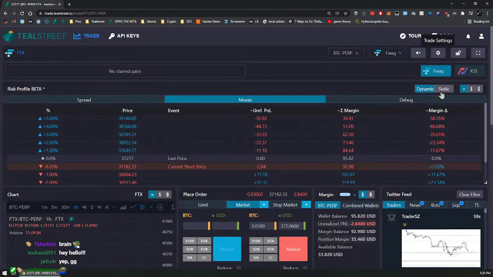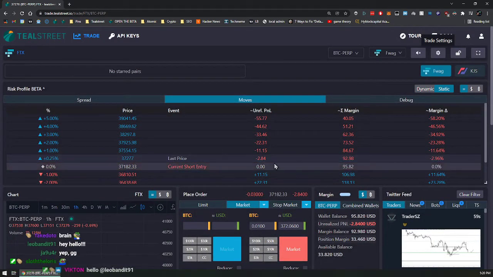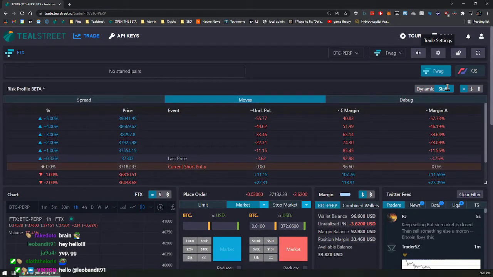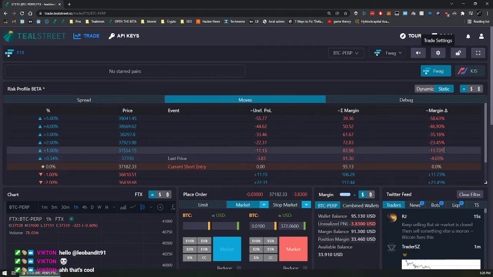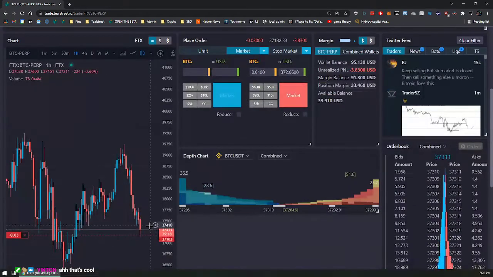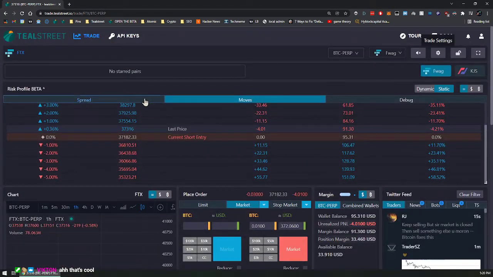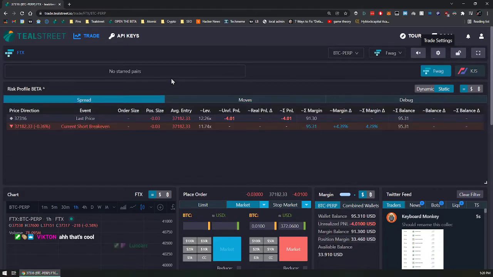So if you'd like to look at your position based on your entry, you can also put it on static mode, which puts the pivot point in the middle at your entry. So you can see last price is 0.34% above your entry. If it goes against you 1%, you're going to lose 11.73% of your balance, or you're going to lose $11. So that's one way. Now this next tool, go ahead, Lat.